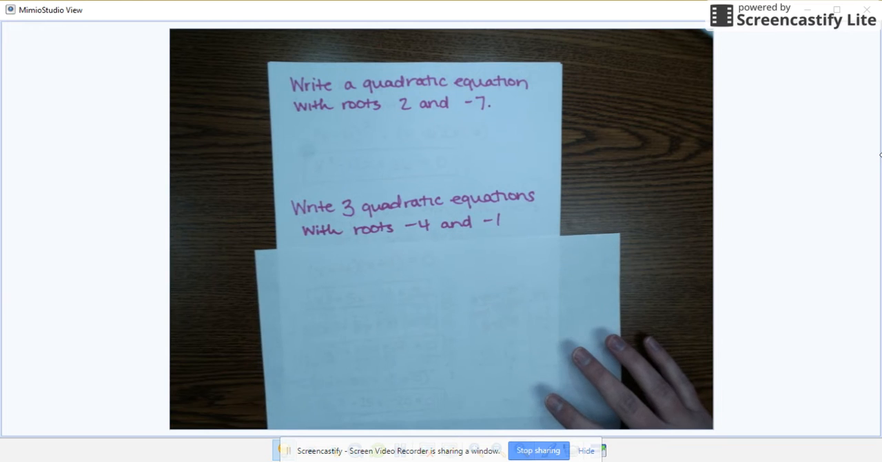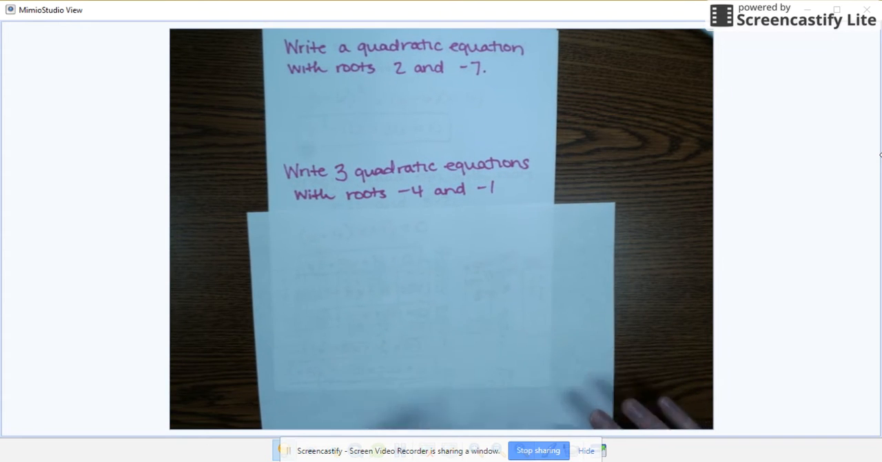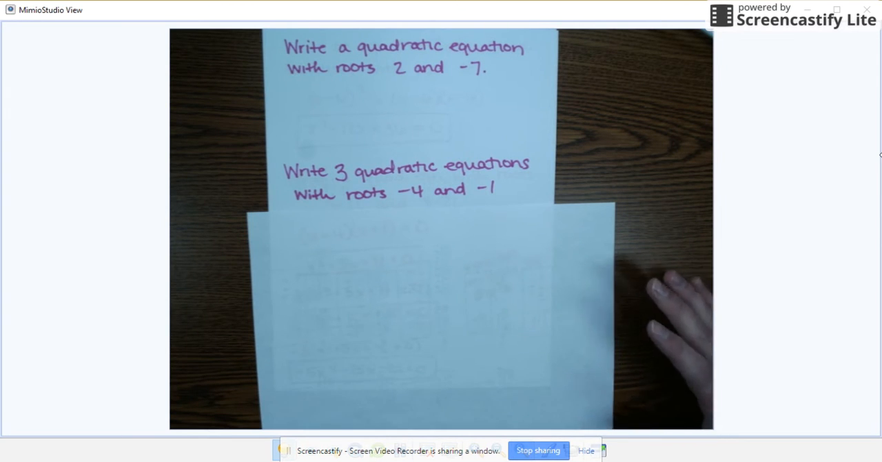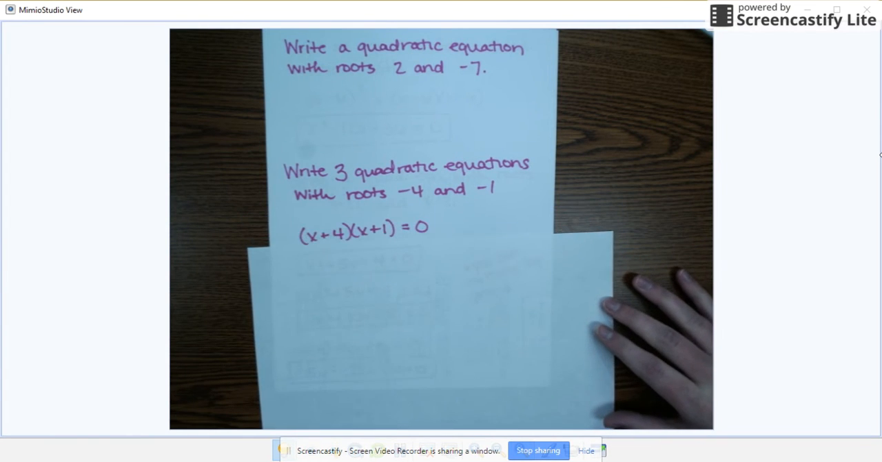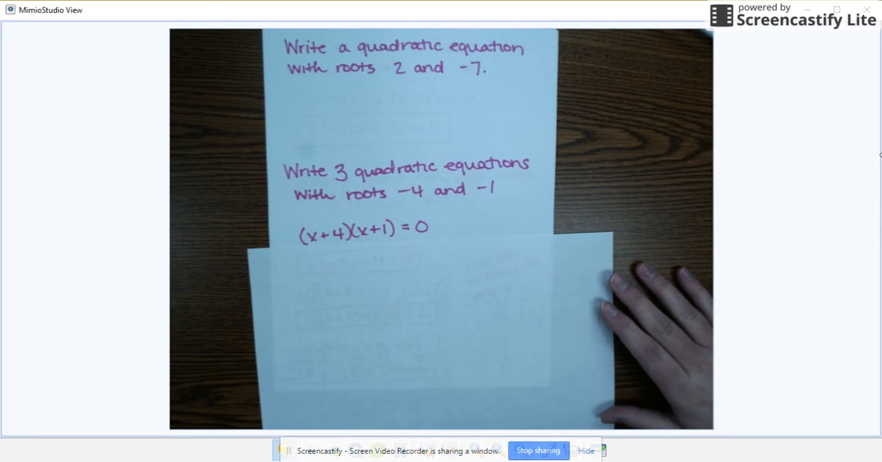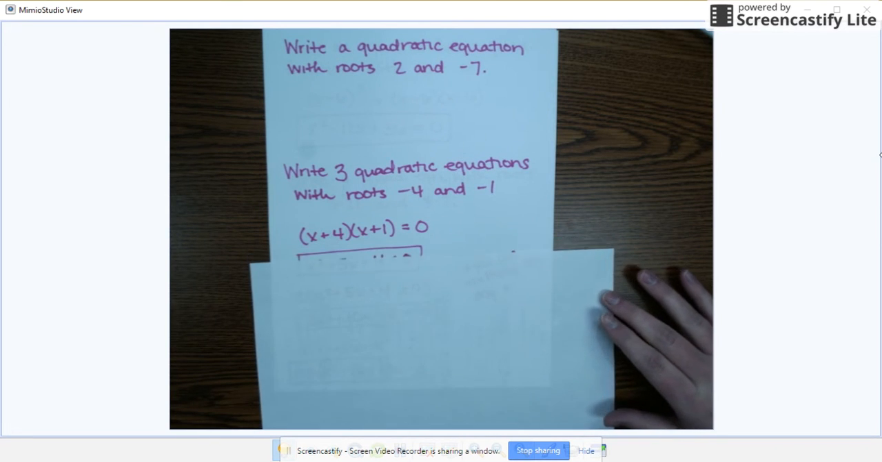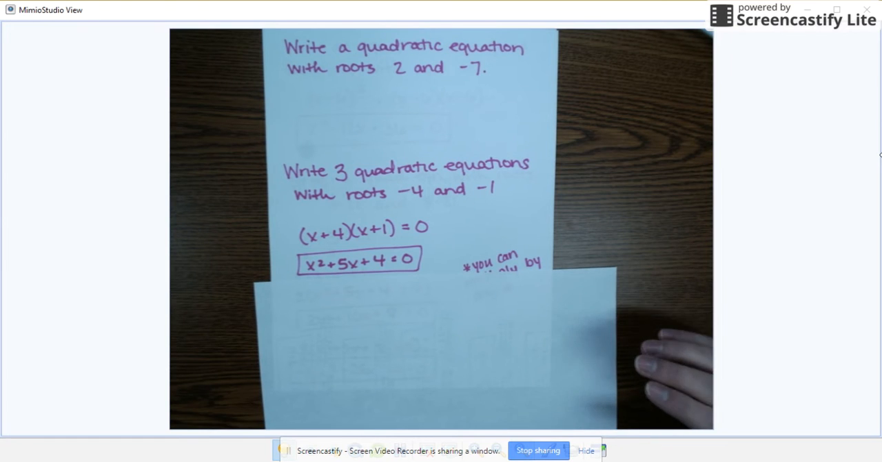We're going to look at another type of problem. We're going to write 3 quadratic equations with the roots -4 and -1. So our first step is going to be the same. We need to start with our two sets of parentheses. So we have x plus 4 and x plus 1. When we FOIL that, that becomes x squared plus 5x plus 4 equal to 0. And now that's one of our quadratic equations. We need to still write 2 more.